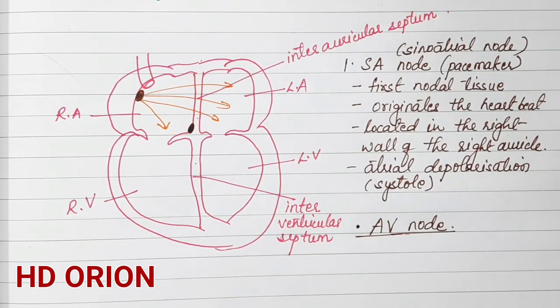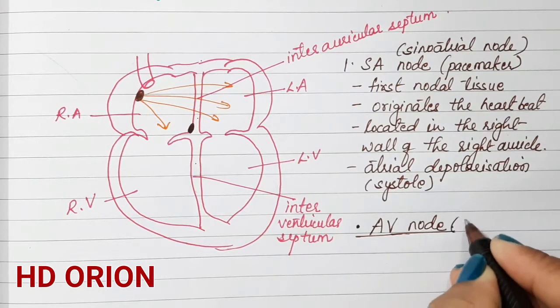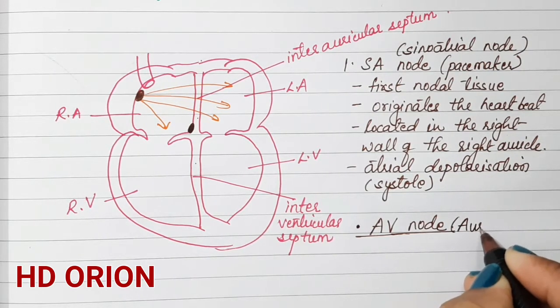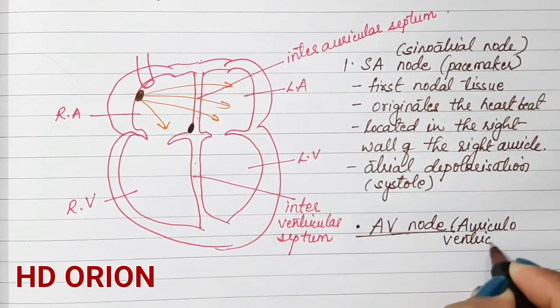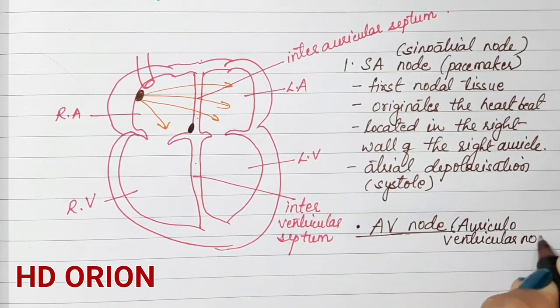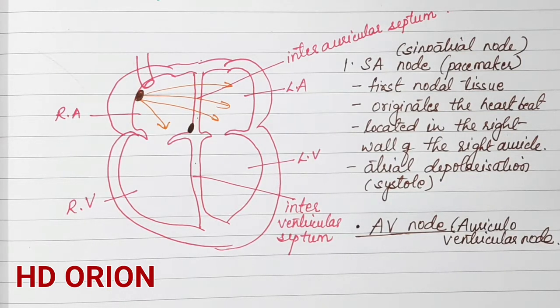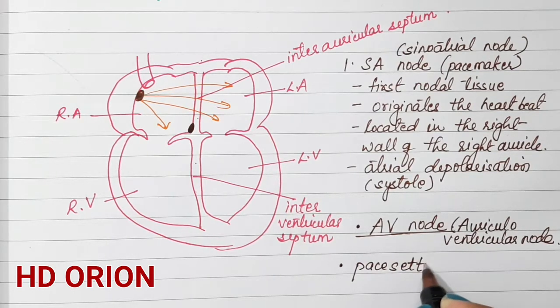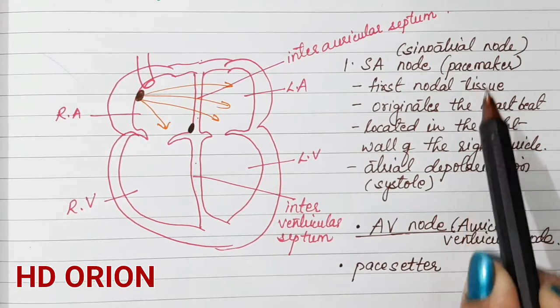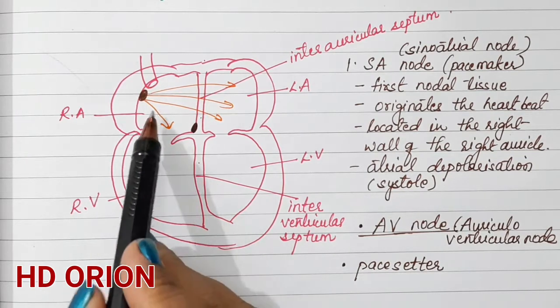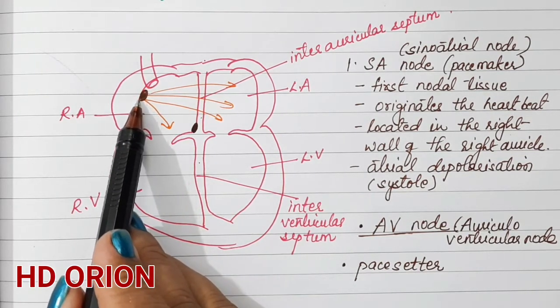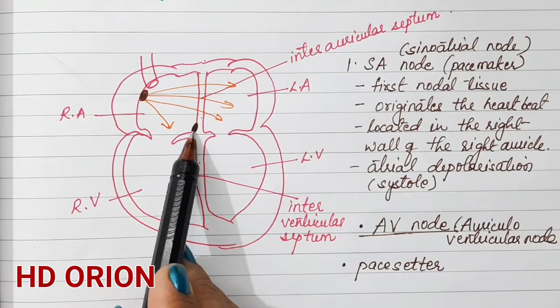This is the second node and the full form is auriculoventricular node. It is also known as the pace setter. This has to be taken into account that SA node is known as the pacemaker and AV node is known as the pace setter. Now the impulse which is generated by the SA node is received by the AV node.